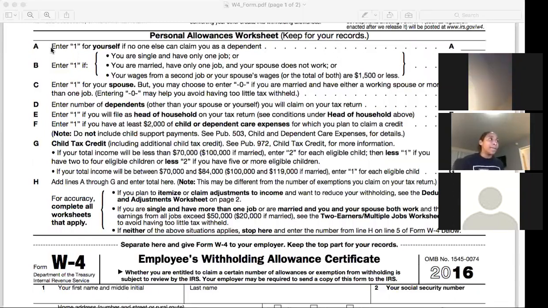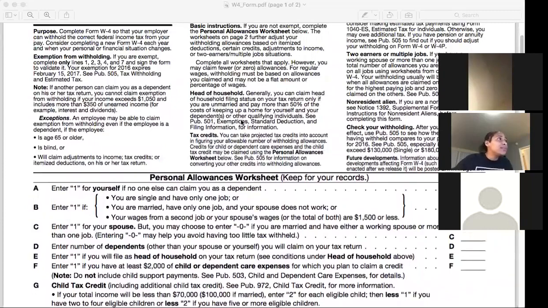That's straightforward. E. Enter a 1 if you will file as head of household on your tax return. So now what do you say? You say, what's head of household? So you scroll up to the top of the sheet, right here, head of household. Generally, you can claim head of household filing status on your tax return only if you are unmarried. So if you're married, you can't claim it, okay?